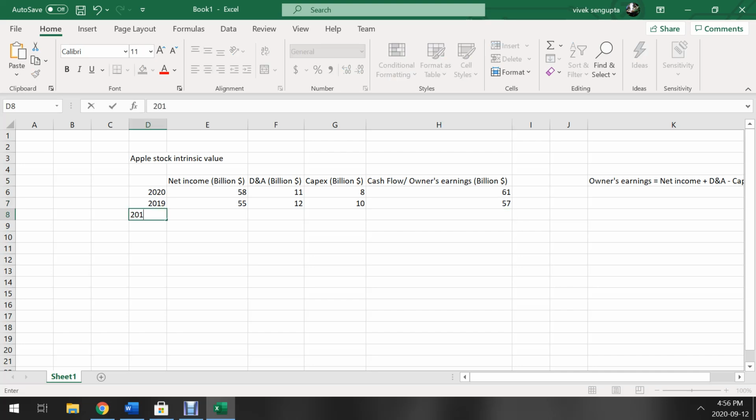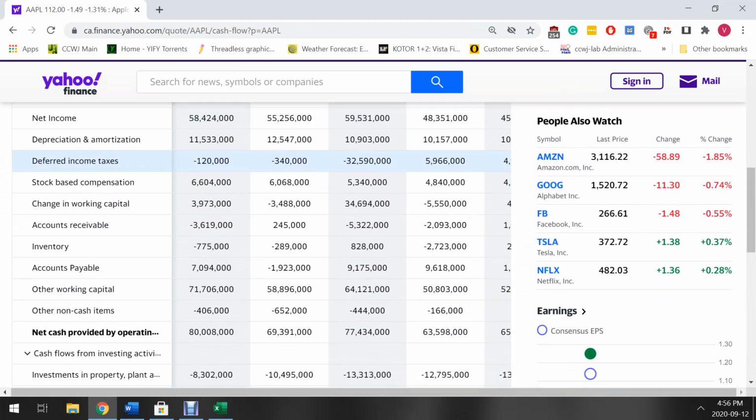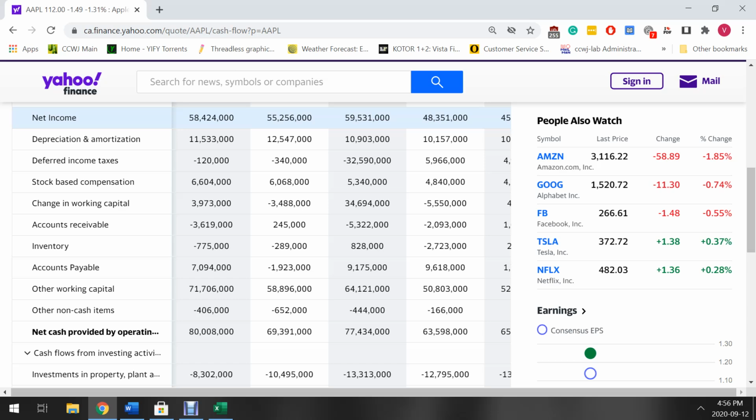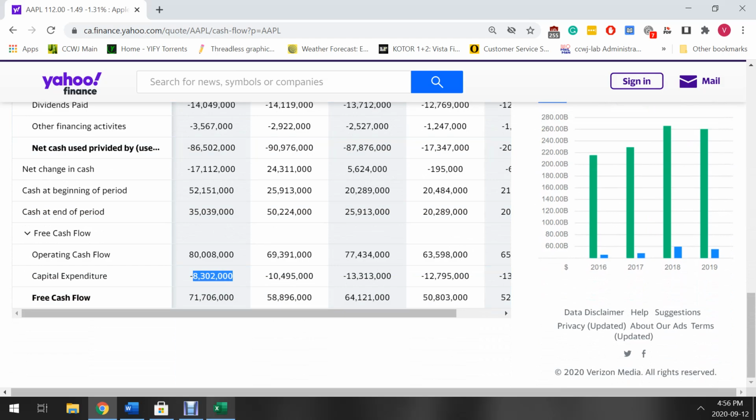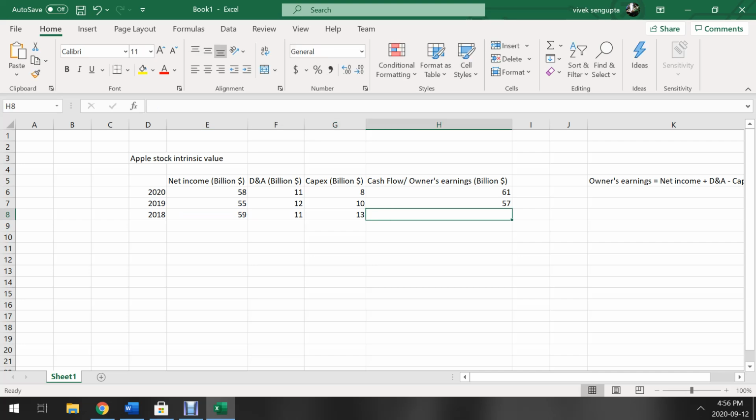If I go back one more year, you will see that this is 59, almost 11, and this is 13. So I'll put that here: 59, 11, 13, and that will give you 57 again, right? So this way you can see all this.